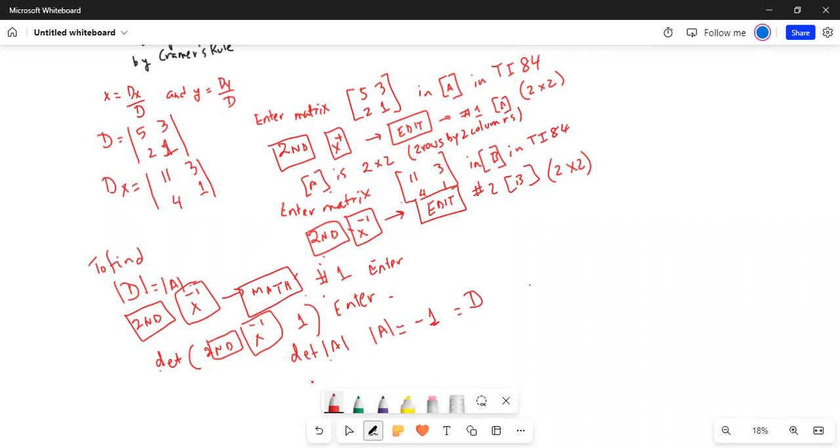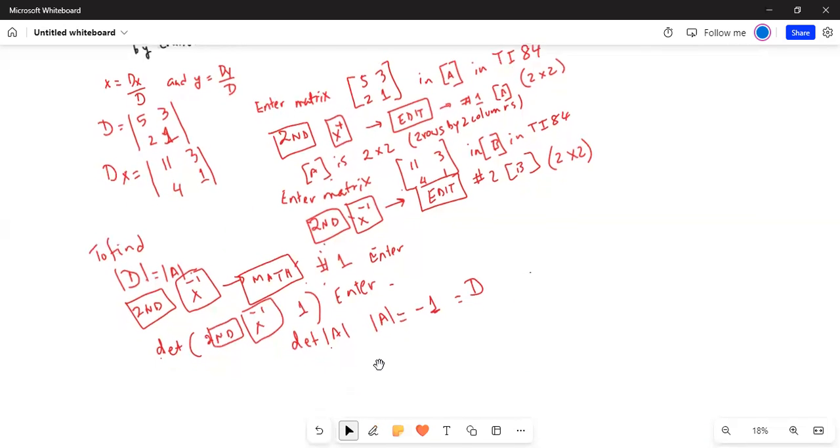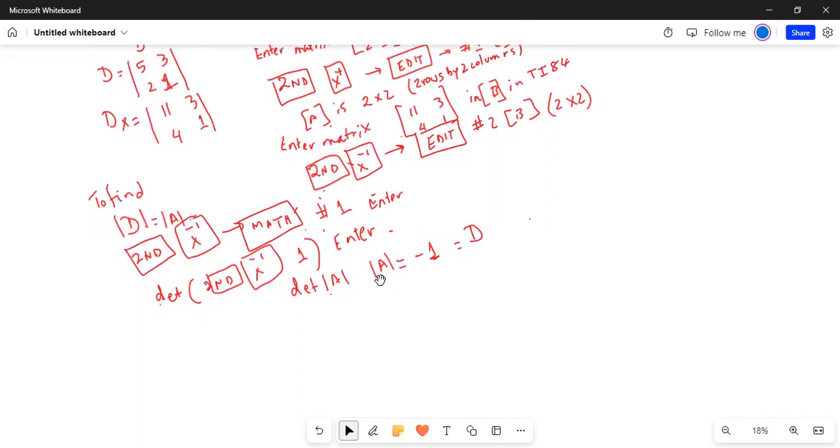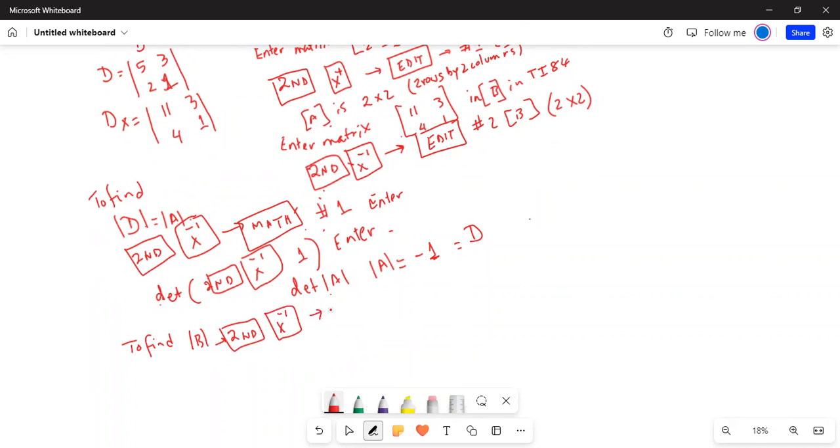Now, in a similar method, let's find the determinant of B. To find the determinant of B, again, second button, then x minus 1 button, then math, then number 1, and enter, and you'll get a determinant like this.